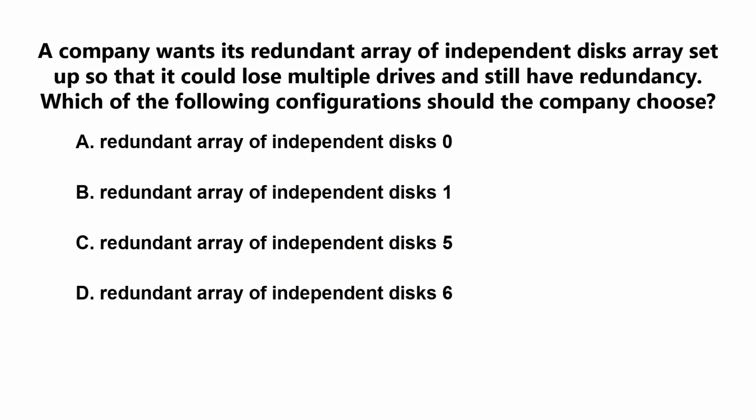Question 42. A company wants its redundant array of independent disks array set up so that it could lose multiple drives and still have redundancy. Which of the following configurations should the company choose? Option A, RAID 0. Option B, RAID 1. Option C, RAID 5. Option D, RAID 6. The correct answer is option D, RAID 6.